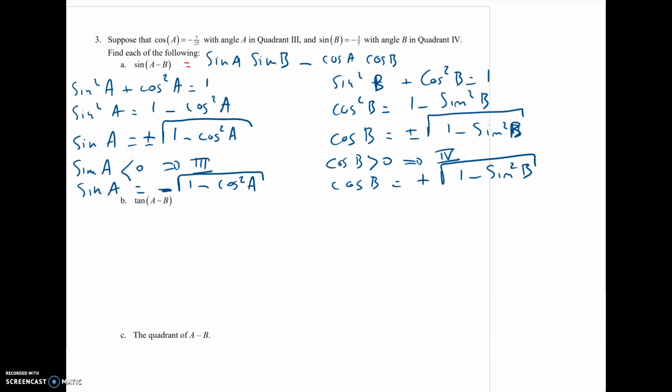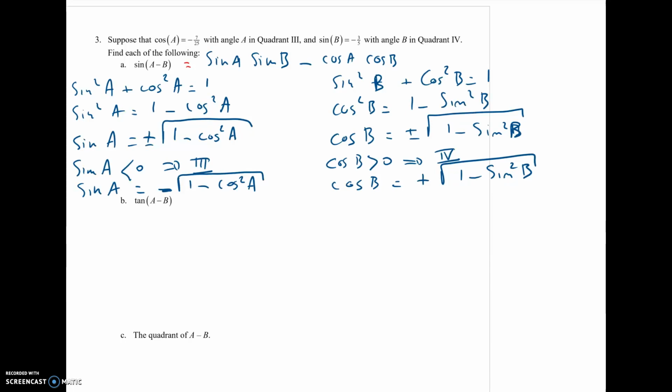I'll let you substitute the value of sin B and cos B in this expression, and I'll let you find the value of sin A and cos B as a fraction, and then you just need to apply the definition of sin(A − B) to find the value, the expression, of sin(A − B).